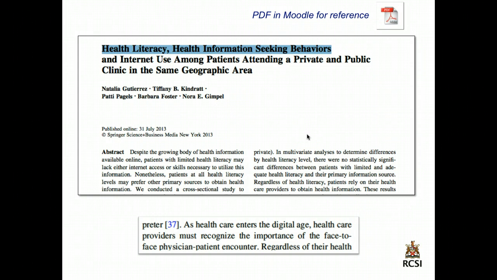And lo and behold, it's no surprise, but it's an interesting view, obviously with good methodological rigor, that one of the findings is as healthcare enters the digital age, healthcare providers must recognize the importance of the face-to-face physician-patient encounter. Not what you would call groundbreaking. Yes, talk to people, look people in the eye. But in this paper, it discusses the use of the medical lexicon and how confused patients are by it, and in some cases, how patients are worried by it, and it causes them stress. And what's happening, of course, is that there is more and more information available to people online, but they still have yet to make sense of it. And it is your role as a healthcare provider to help in that process.